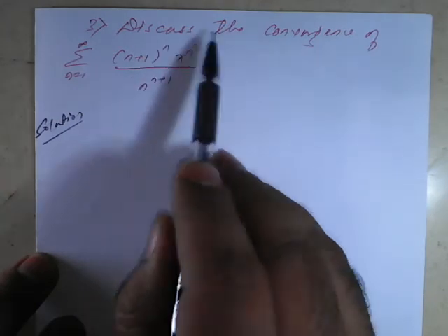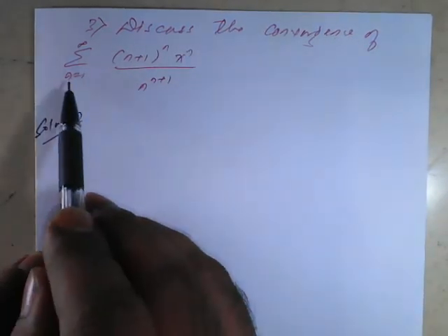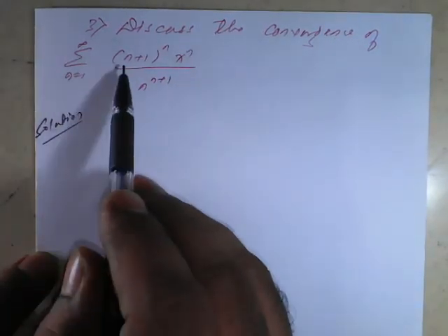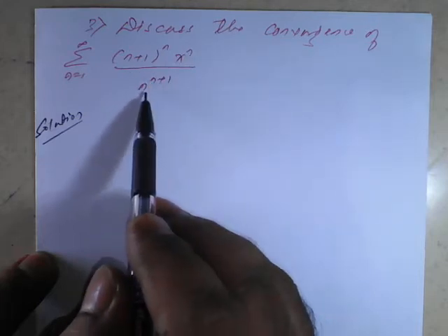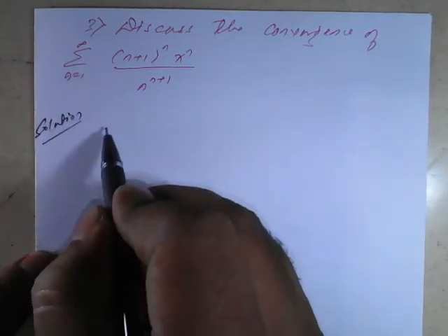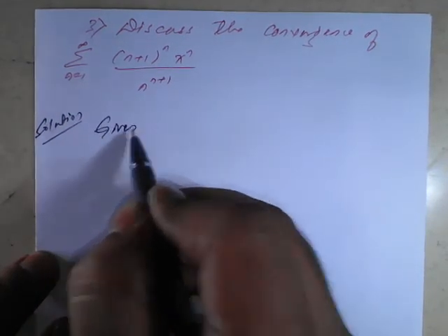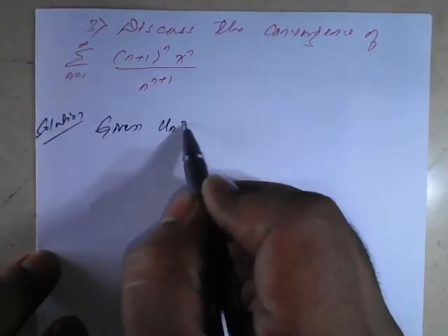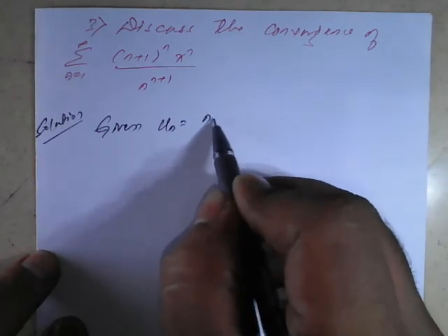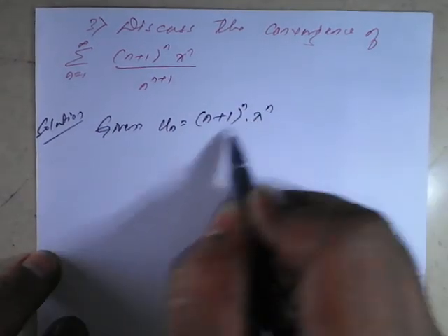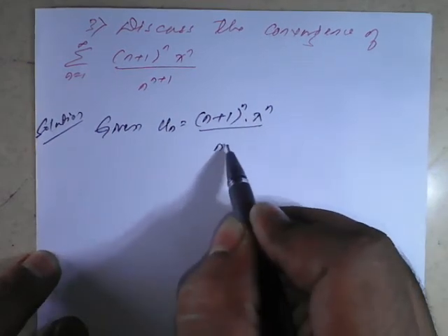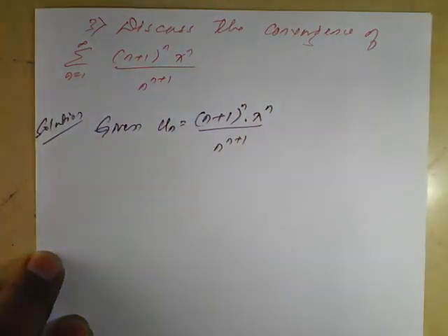Next example is: discuss the convergence of summation n from 1 to infinity (n plus 1) raised to n times x raised to n, divided by n raised to n plus 1. Now this is already the nth term. So I can say that given un is equal to (n plus 1) raised to n into x raised to n divided by n raised to n plus 1.